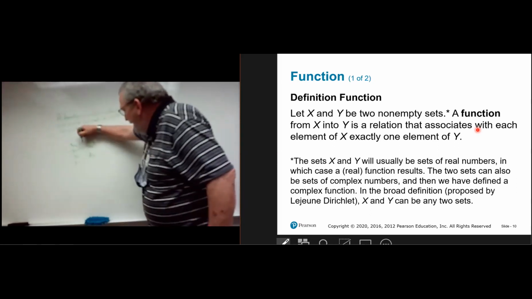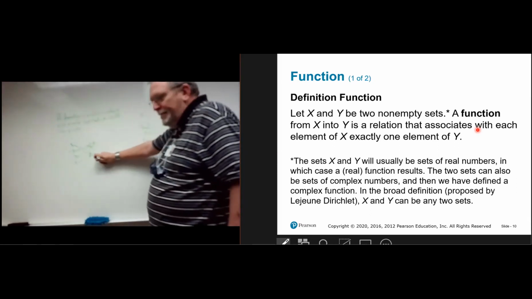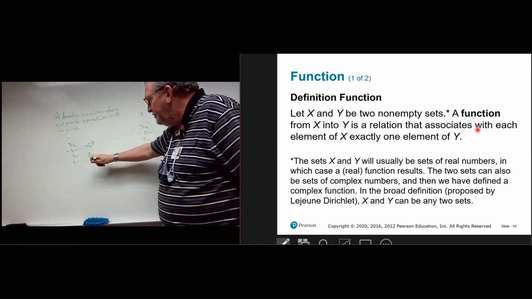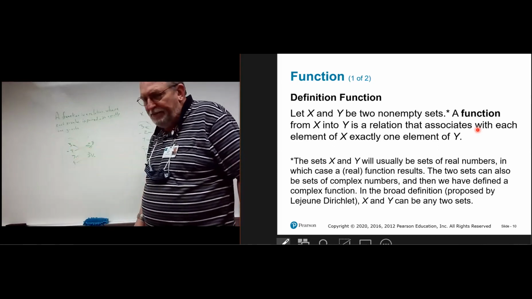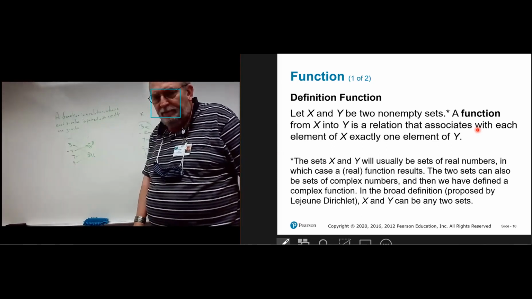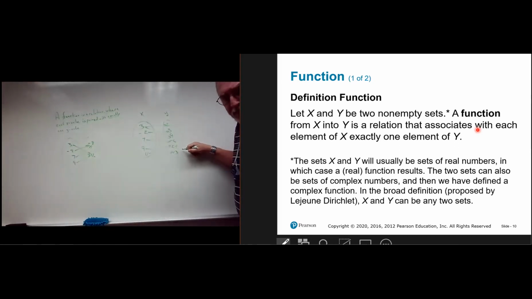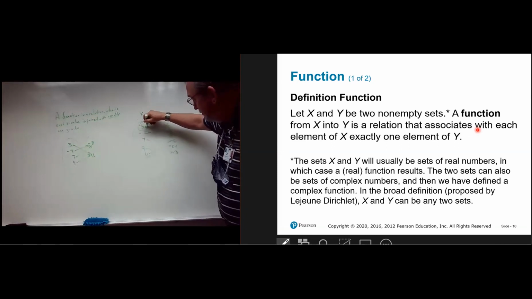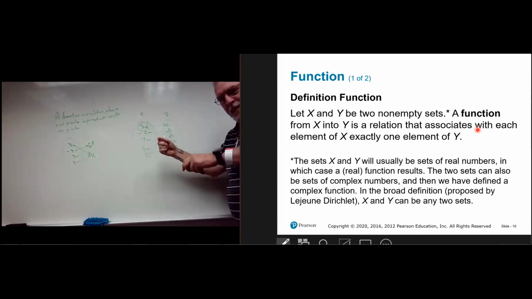It doesn't matter that a number in the range is used multiple times. What matters is the X values are used only once. So like over here, all the Y values are only used exactly once, but the X values, we had one X value that was used twice. So that made it not a function.